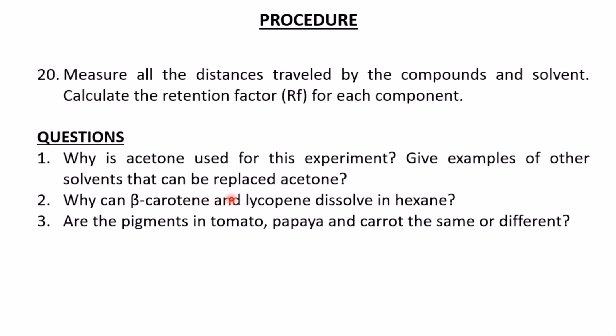Now, why can beta-carotene and lycopene dissolve in hexane? Now, whenever we talk about hexane, we know that hexane is a non-polar solvent. So, if beta-carotene and lycopene dissolve in it, then you can attribute that to the fact that they are non-polar organic compounds. Now, are the pigments in tomato, papaya, and carrot the same or different? So, based on the TLC results, did you get the same number of spots for all 3, or did you have 2 for one, 3 for one, or 1 for others? So that tells us whether the components in these 3 plants are the same or different.